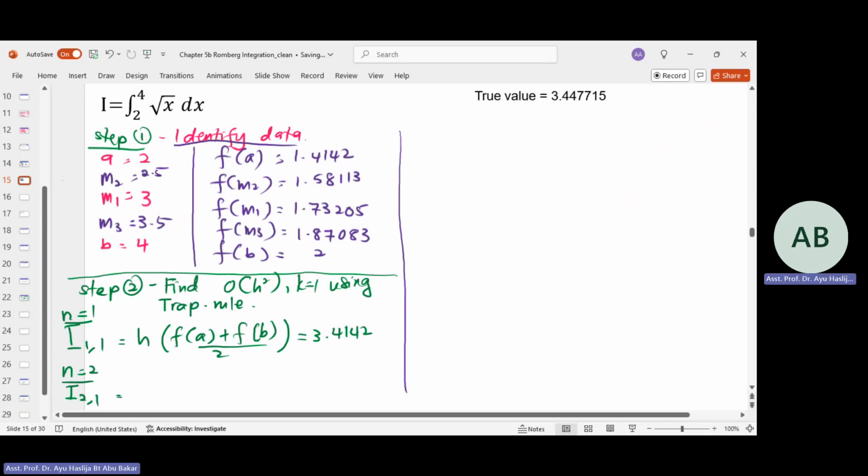So here you have two segments, multiple trapezoid. Okay, what is the equation for multiple trapezoid? FA plus 2 multiplied by the middle one. So in your data, the middle one is FM1, plus FB, over 2.